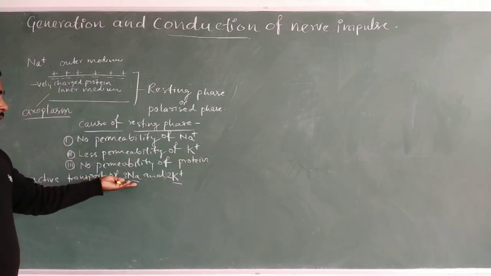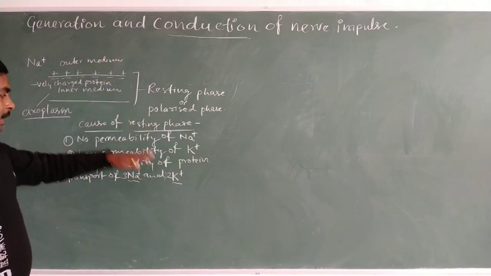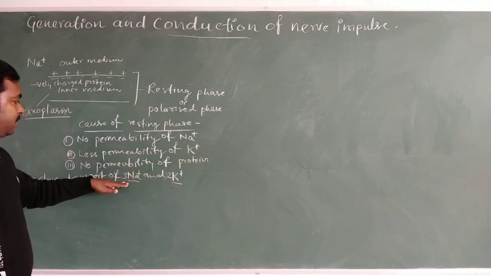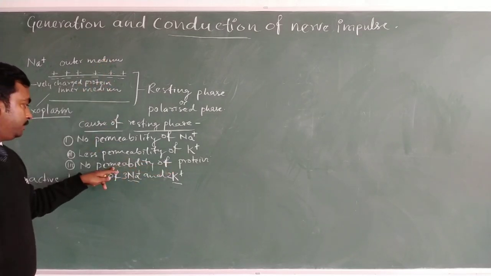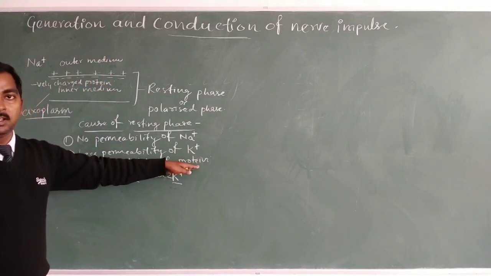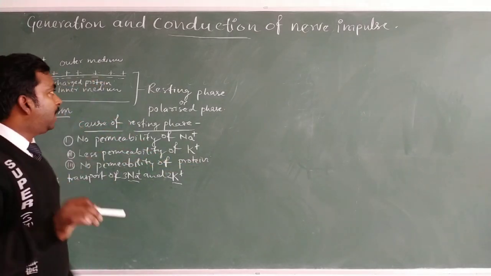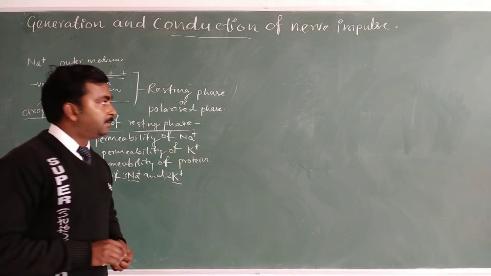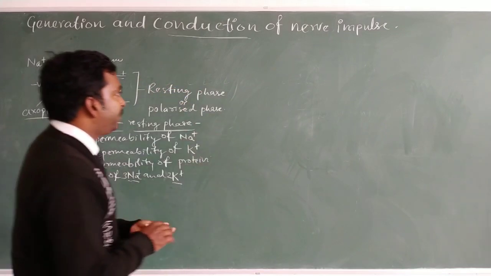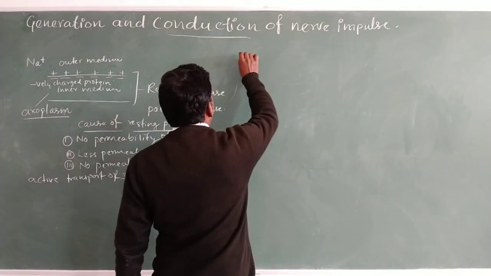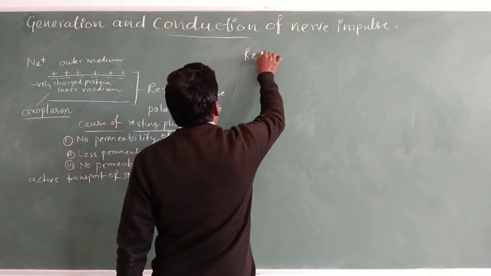Due to more sodium ions outside the plasma membrane and fewer potassium ions, positive charge occurs outside the plasma membrane, while due to the number of negatively charged proteins inside, the inner medium is negatively charged and the outer medium is positively charged. This phase or stage is known as the resting phase, and the potential generated during it is known as resting potential.